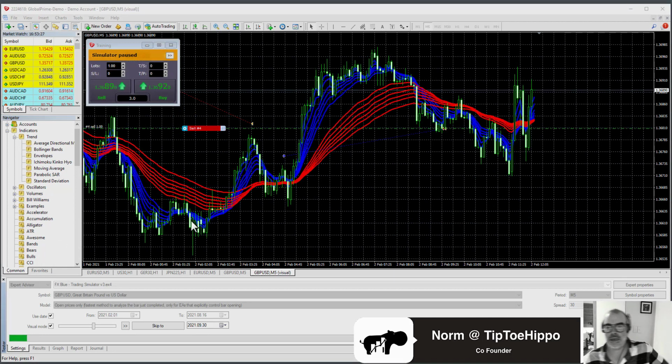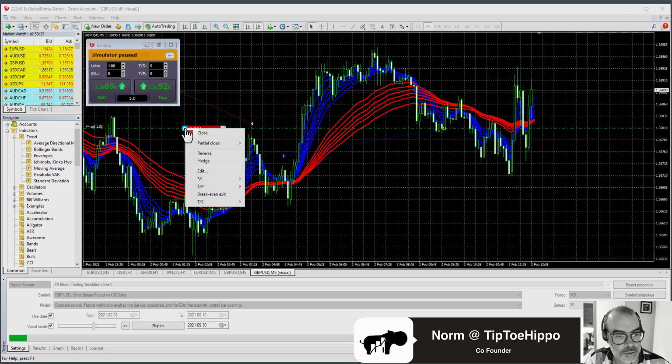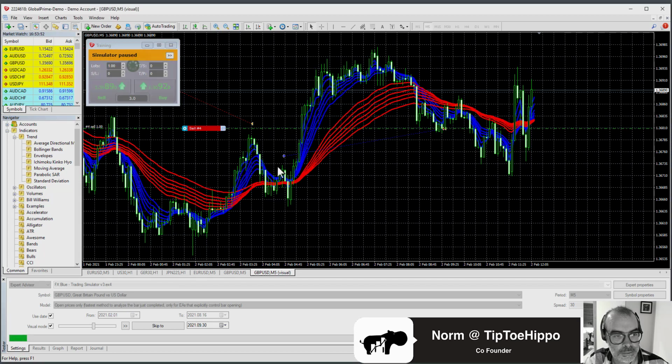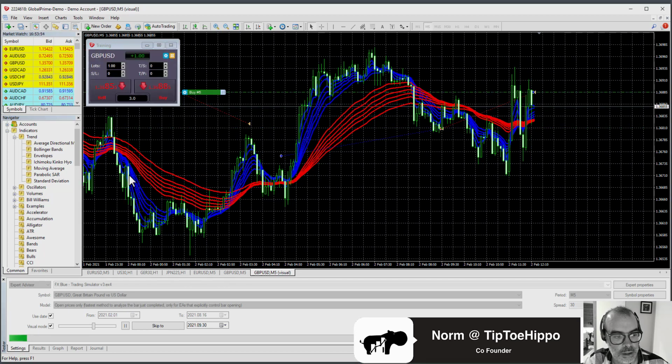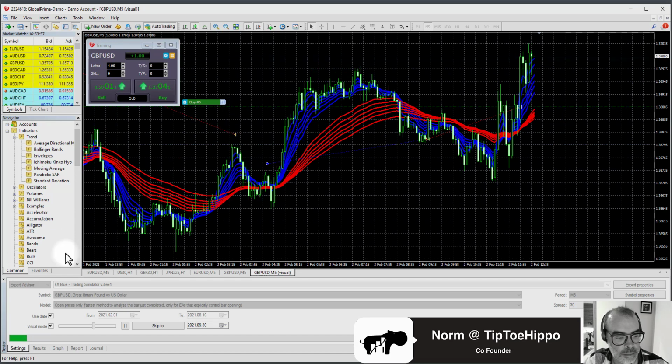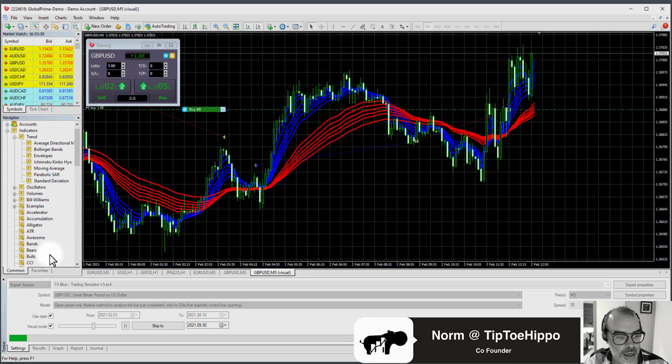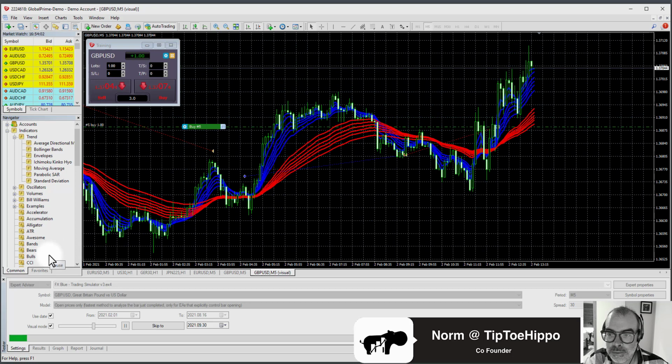Okay, I've just popped back here because I found a useful feature that if you're doing these kinds of systems, you might find good. If you come here, we can close it, but we can also reverse it, which is what we want to be doing in this system. We've just got the signal here where all the blues are above the reds, so we shut our short and go long. So we'll just click on the reverse and then we'll let it play out. I'll come back after a few days of this have passed and we'll look at the results.